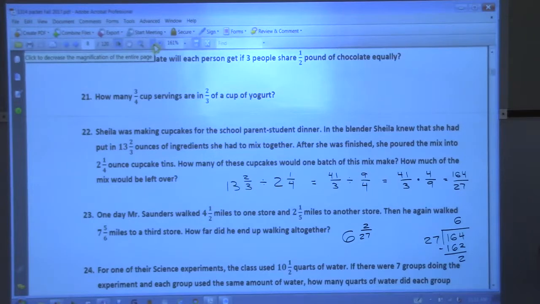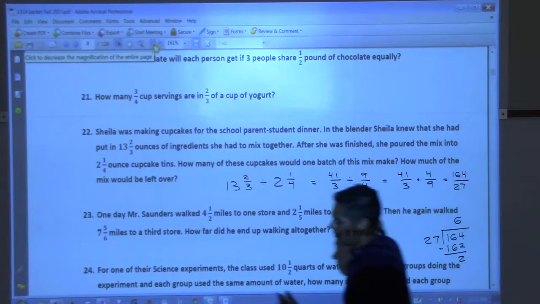Here's, I think, what's getting lost in this. Look at the last question. What does it say? How much of the mix is left over, right? It's not asking you how much of a cupcake is left over. That's the part that I think everyone's kind of missing, right?